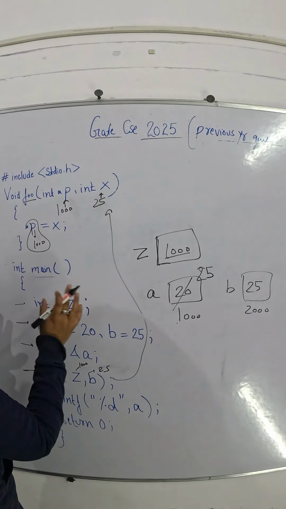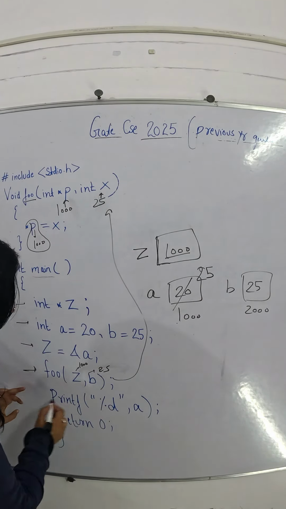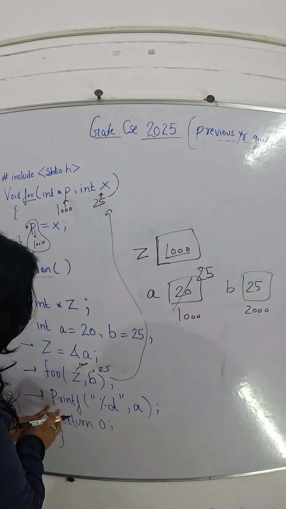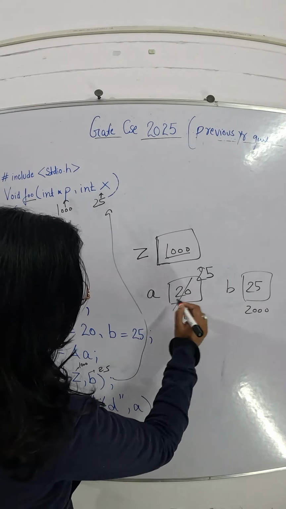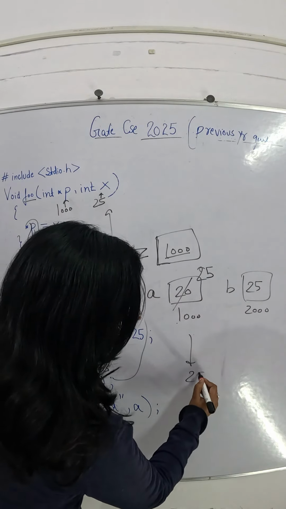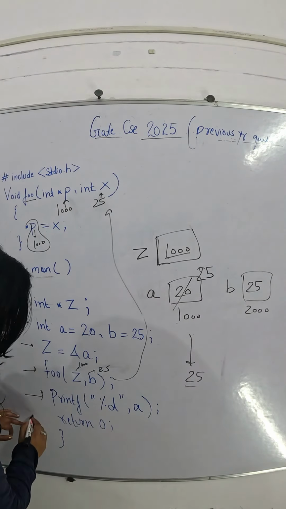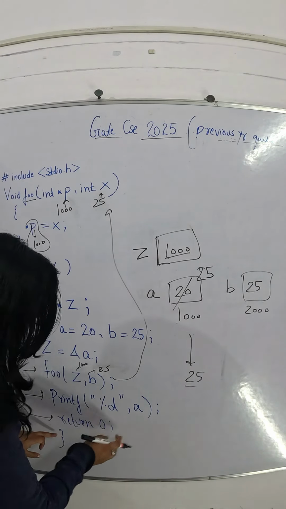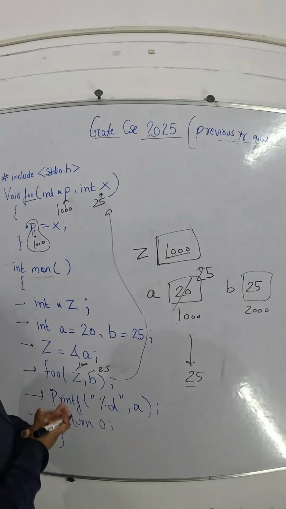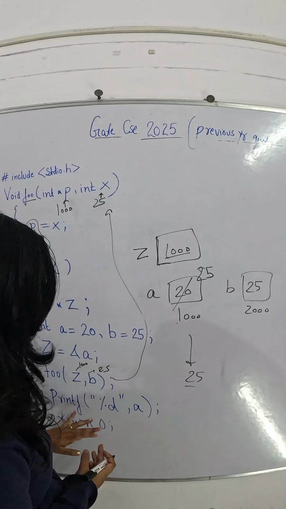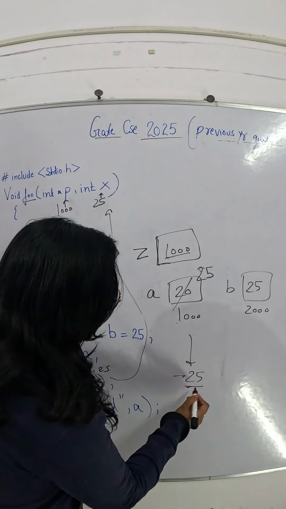Now this function is completed, and we move back to main. We come to the next step: printf of percentage d, A. The value of A is printed, and the value at A is 25, so 25 will be printed. Then we return 0, and the function is completed. So the program is completed and the value printed is 25. The answer of this question will be 25.